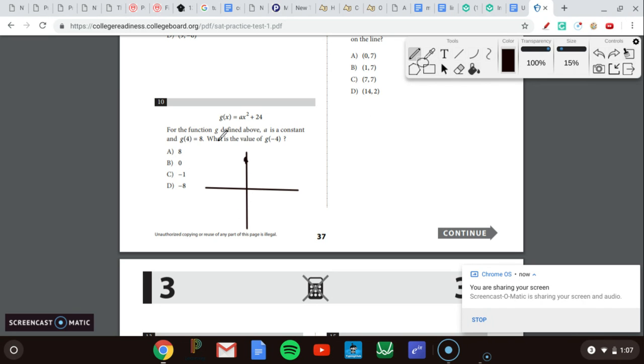And I have the point 4, 8 that they gave me. So I'll draw 4, 8. I don't know exactly what the parabola looks like because I don't know what a is, and a is going to be how steep the parabola is. But let's just take a guess and draw a possible parabola for what this could be.